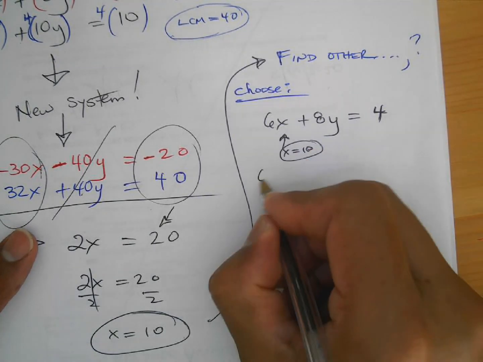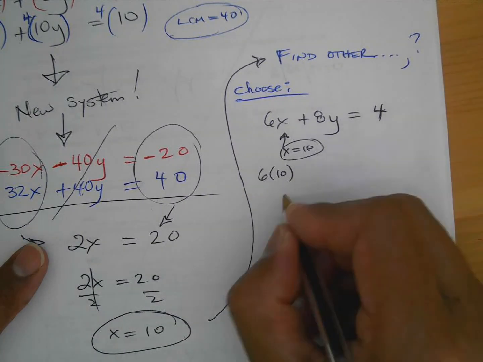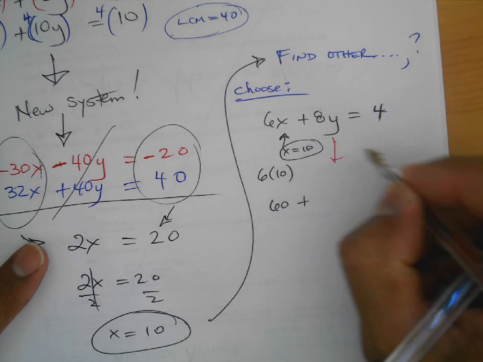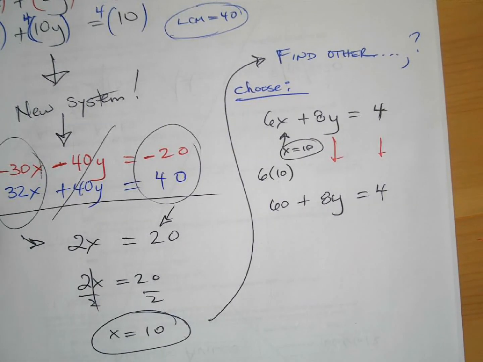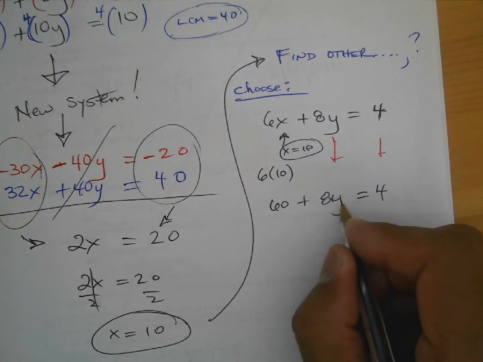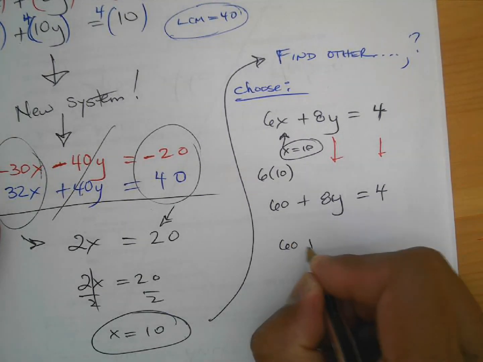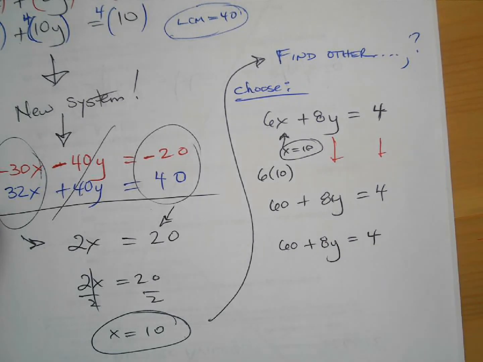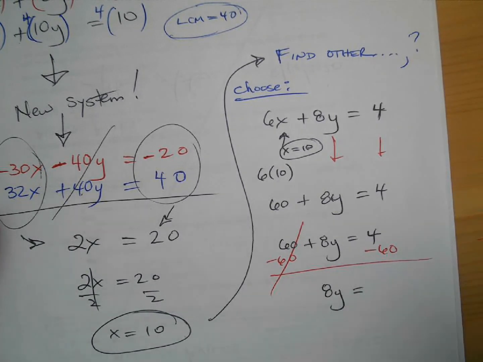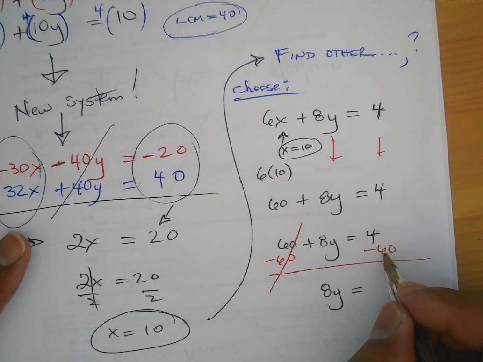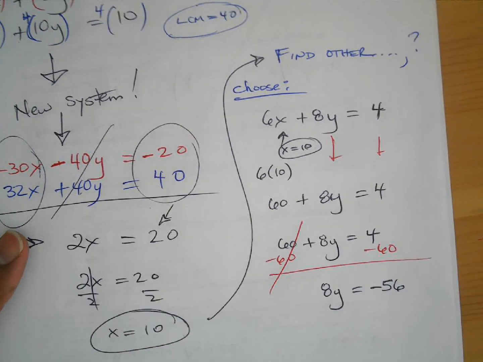X is equal to 10. So here is going to be 6 times 10. That's going to be 60 plus 8y equals 4. Then how do we solve for y? 60 plus 8y equals 4. Well, I want to get y by itself, so I don't want this positive 60 here. Minus 60, minus 60. That's going to be 8y equals 4 take away 60 is going to be negative 56.